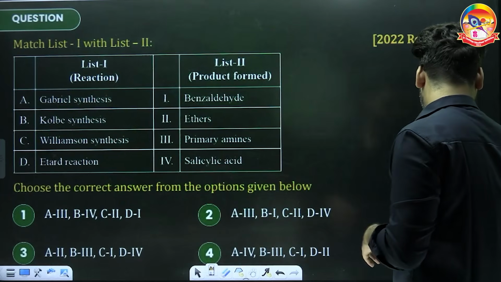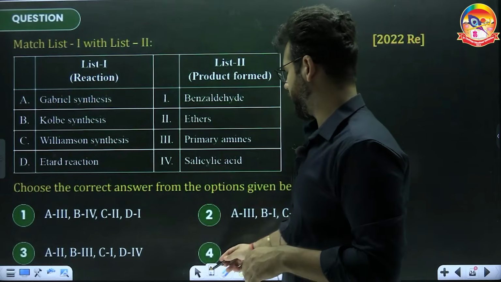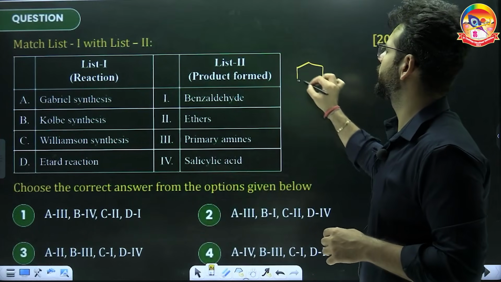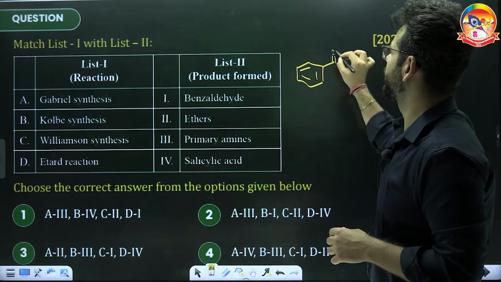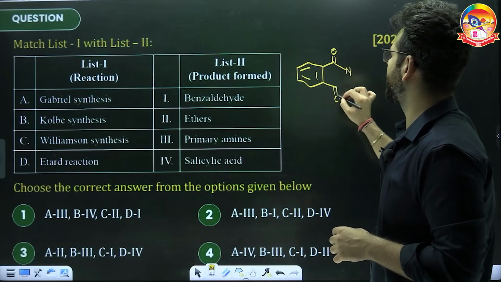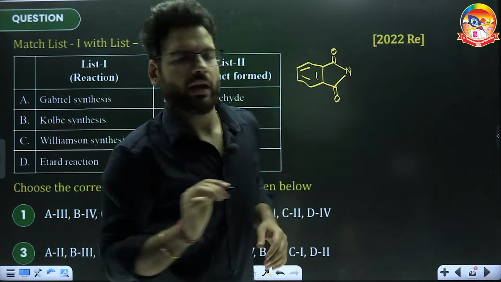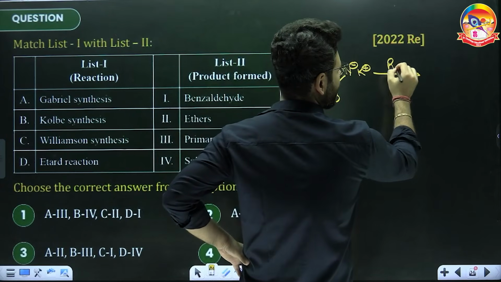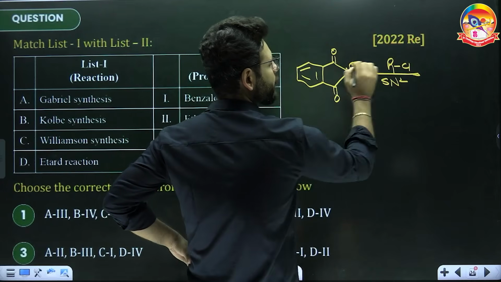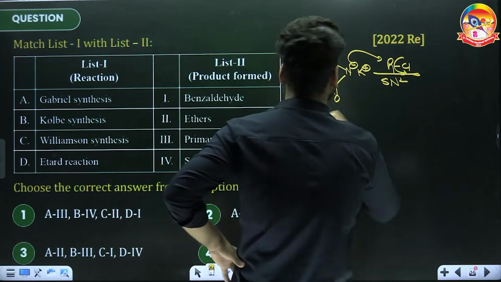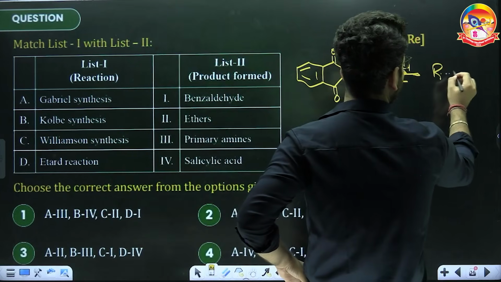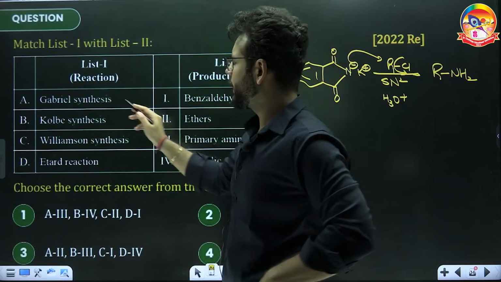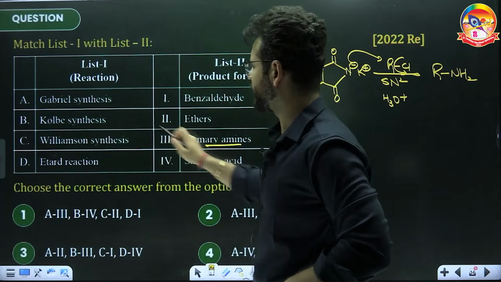Moving on to the next one. Gabriel synthesis, which is the Gabriel phthalimide reaction. Whenever we take a phthalimide, what is a phthalimide? It is a cyclic amide of phthalic acid. When we prepare its potassium phthalimide salt and attack it on an alkyl halide, it's an SN2 reaction where we get a primary amine as the final product. So R gets NH2, finally we get RNH2 after a hydrolysis. So Gabriel synthesis produces primary amines.